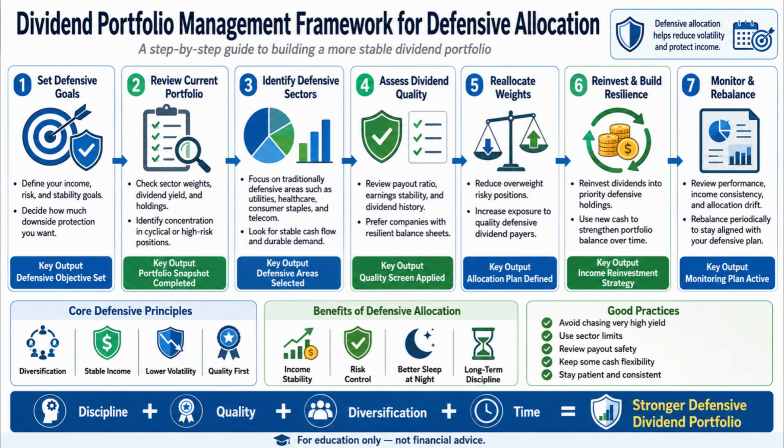Next, we review the current portfolio. At this stage, we check sector weights, dividend yield, and individual holdings. This helps identify whether the portfolio is too concentrated in cyclical, risky, or high volatility positions. By reviewing the portfolio carefully, investors can understand where defensive improvements may be needed.